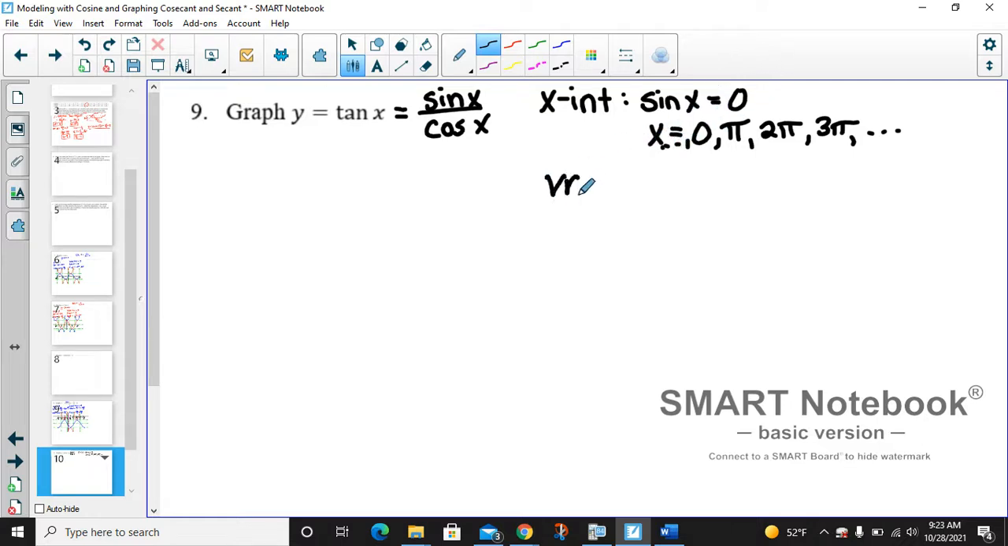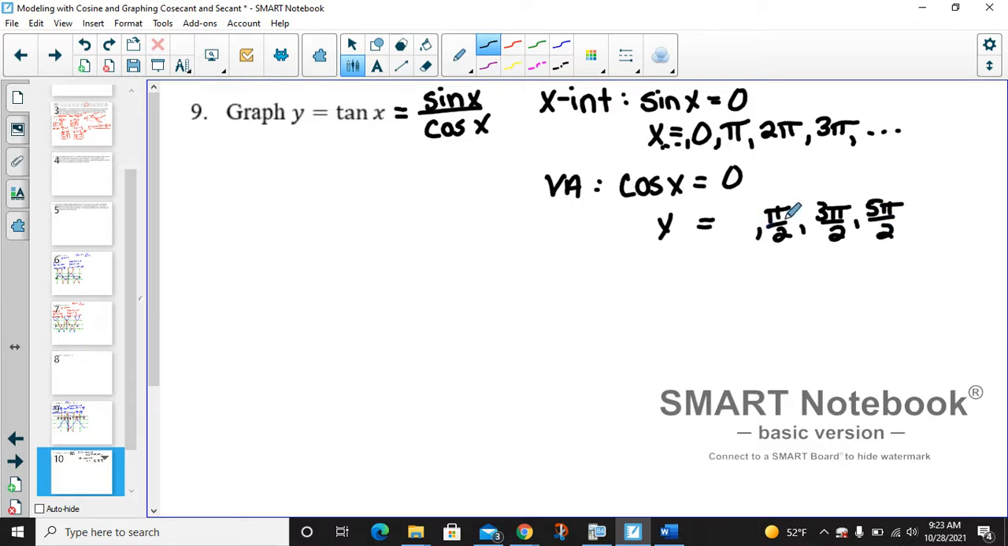And then vertical asymptotes occur wherever the denominator is 0. So where does cosine of x equal 0? Well, according to our unit circle, that occurs at pi over 2 and 3 pi over 2. Of course, if you kept going, 5 pi over 2.